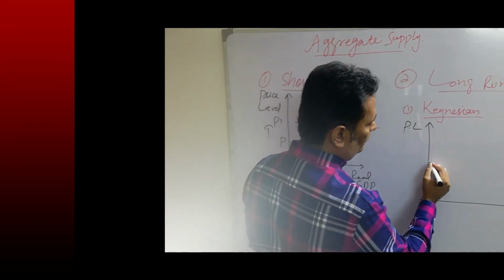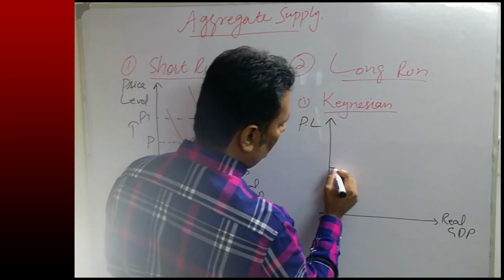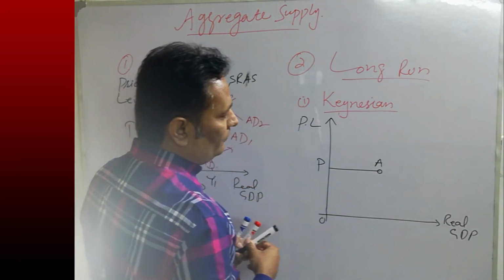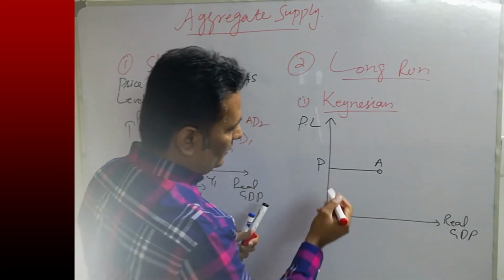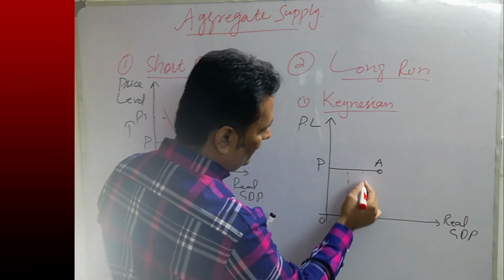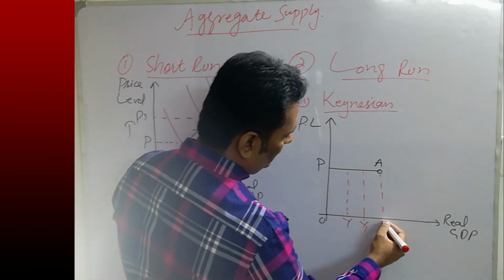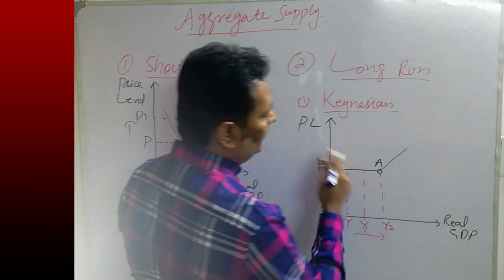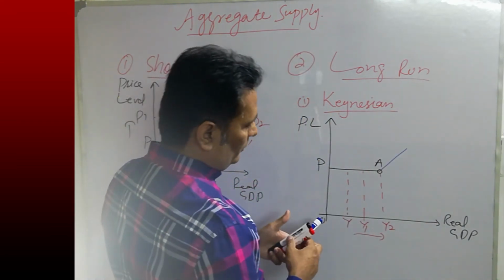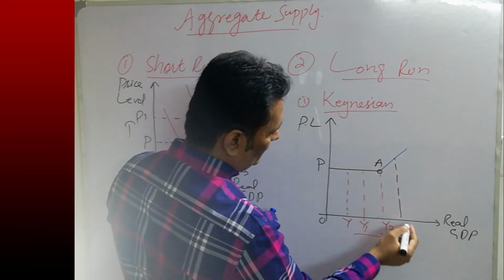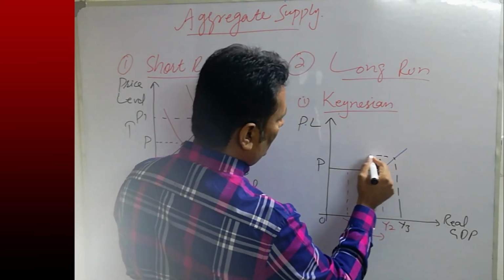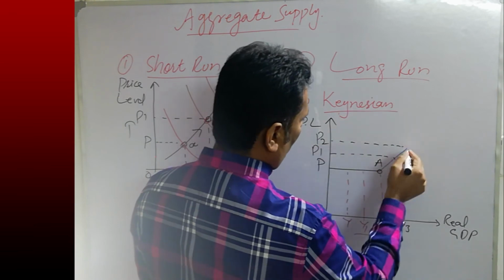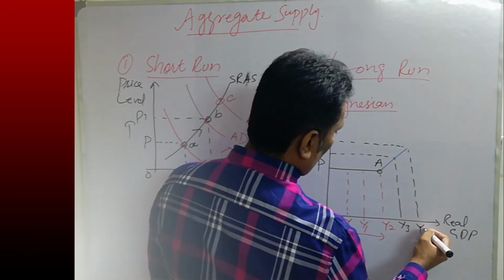And as per the Keynesian school of thought, there are three segments of the aggregate supply curve. The first segment is a horizontal straight line from point P to, let's say, this is point A. This segment shows that if there is a rise in real GDP from Y to Y1 or even Y2, there is no change in price. But after point A, there will be a positive relationship between price level and real GDP or output. Let's say now real GDP will rise to Y3 and price will rise to P1. And if price further rises to P2, there will be a rise in national output to Y4.